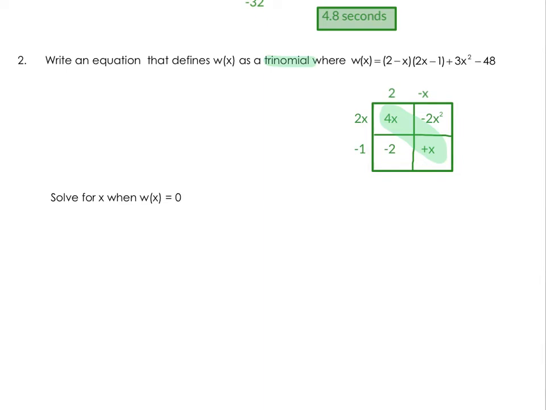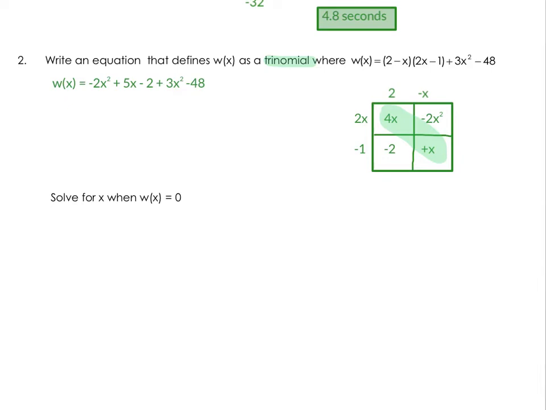I'm also going to write it in standard form though. So we started off with w of x, so I'm still going to write that w of x. Then I'm going to look for my highest exponent, and the squared is the highest one. So I'm going to start by writing that. So I have the negative 2x squared. Then the like terms, 4x plus 1x becomes 5x, and then I still have the minus 2. Now that was the binomial times the binomial, but if we look back at the question, I still had more to the question. It was also plus 3x squared, and then minus the 48.